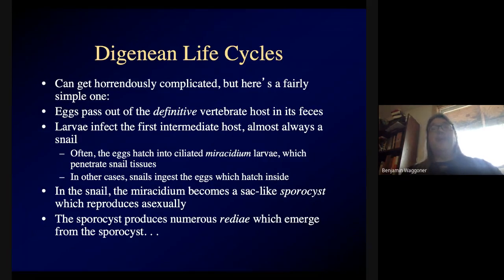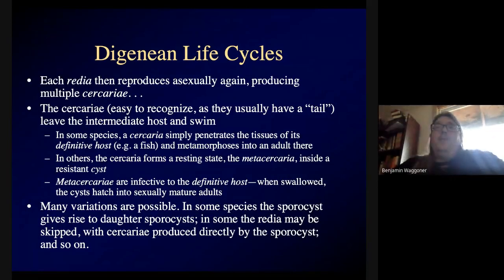And so the redia come bursting out of the sporocyst, and each redia can feed. It's got a mouth and a gut, but each redia reproduces asexually again and produces multiple types of a larva called a cercaria. And cercariae you can usually recognize because they almost always have a tail.